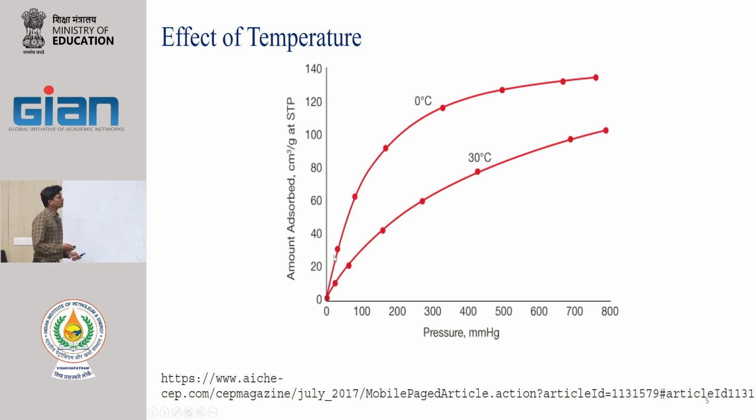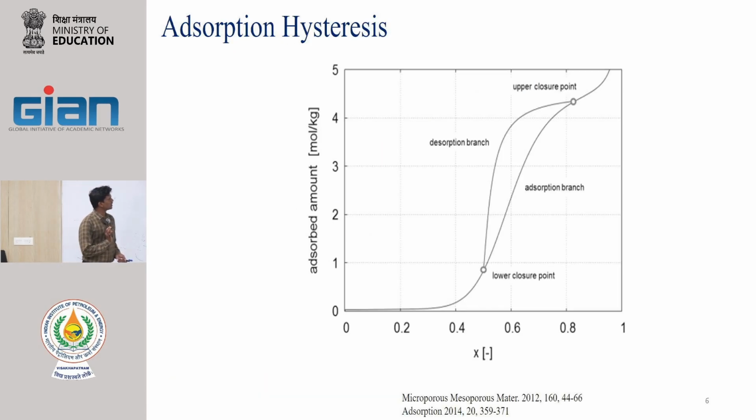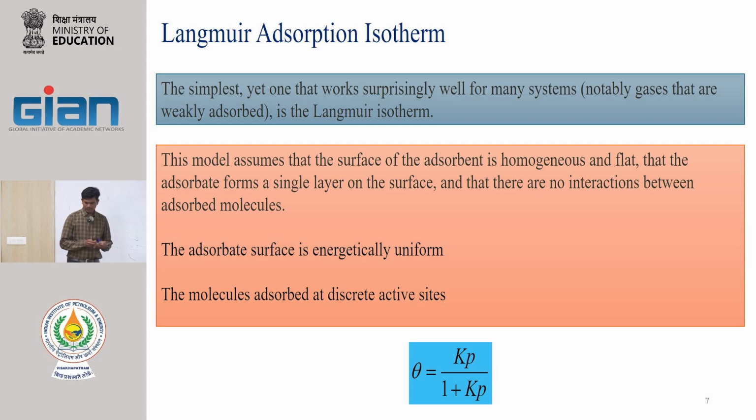So this hysteresis I think we already discussed. Always remember that whenever there is capillary condensation, there exists a loop. That is because of the capillary condensation. That's the only thing you have to remember. But yes, we go for Langmuir adsorption isotherm, when we discuss the types of different isotherms.